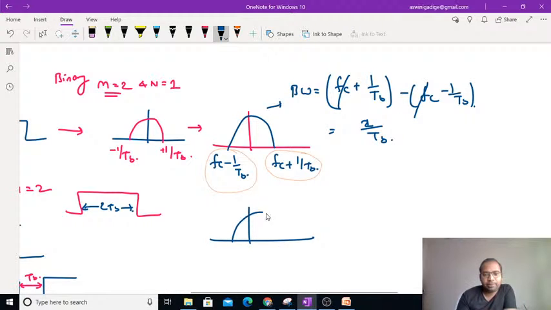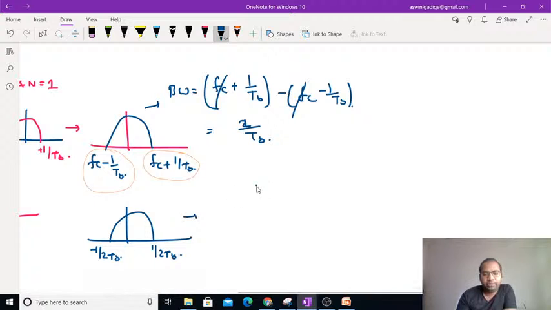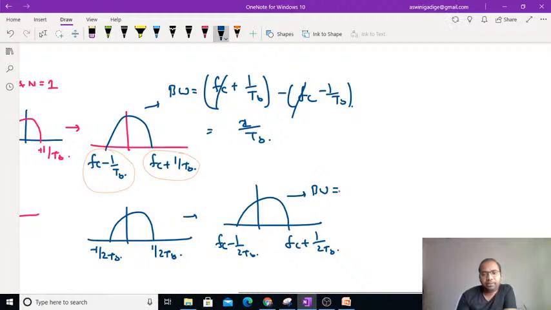And what is the frequency spectrum? Minus 1 by 2 TB to 1 by 2 TB. And after doing the modulation, what is the signal? FC plus 1 by 2 TB, FC minus 1 by 2 TB. And now what is the bandwidth of this one? This one minus this one becomes equal to 2 by 2 TB.